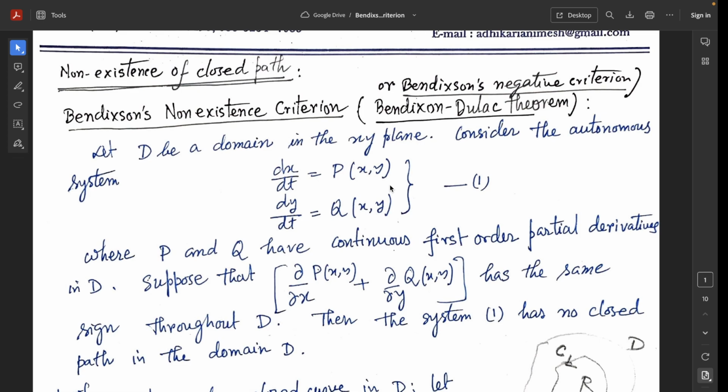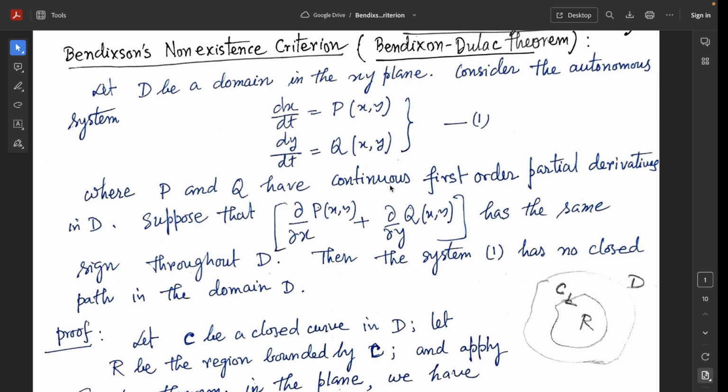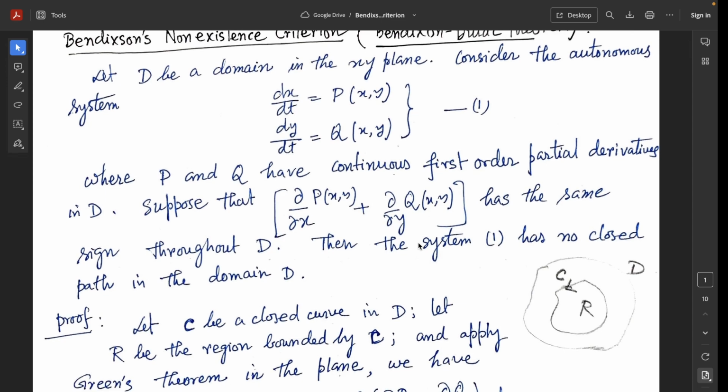Consider the autonomous system dx/dt equal to p(x,y), dy/dt equal to q(x,y), where p and q have continuous first order partial derivatives in the domain D. Suppose ∂p/∂x plus ∂q/∂y, actually the divergence of this vector field, has the same sign throughout the domain D, then the autonomous system 1 has no closed path in the domain D.